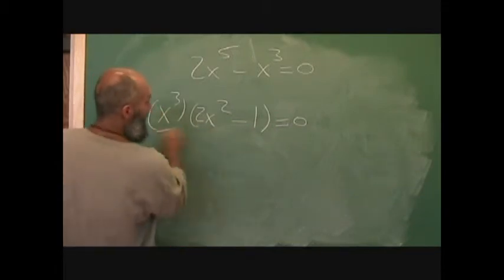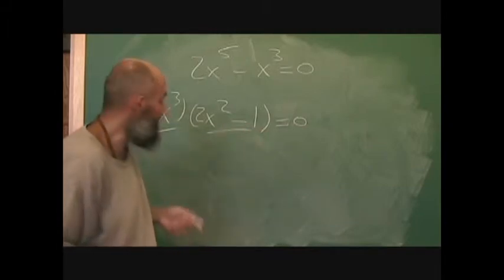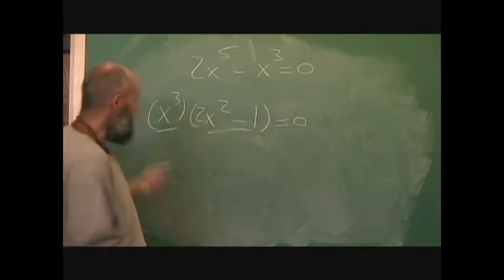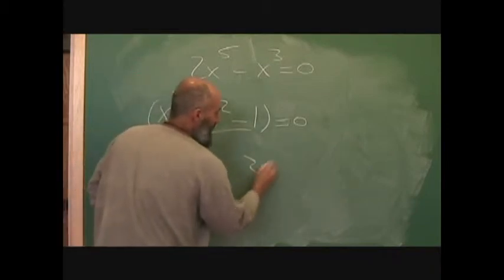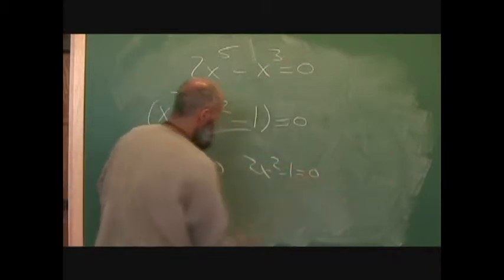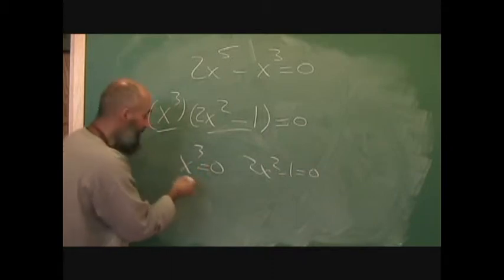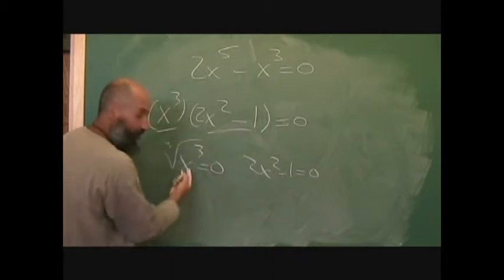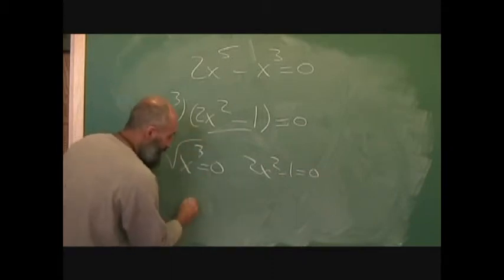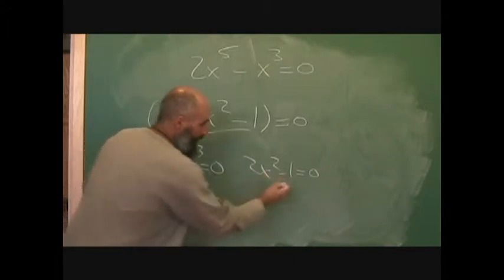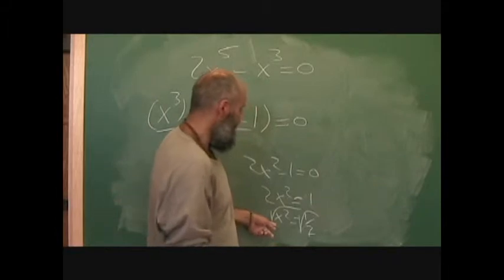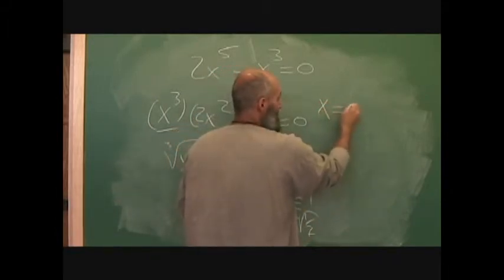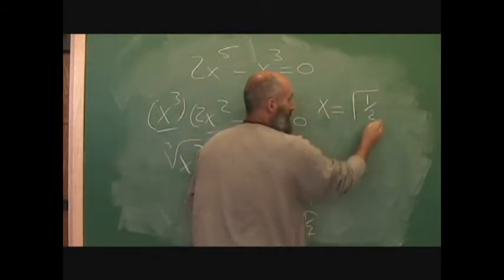And again, right now we have 2 things that multiply together to give you 0. You set each one equal to 0. So x cubed is equal to 0, and 2x squared minus 1 is equal to 0. So you take the cube root of this side to solve for x, the opposite of cube. So x is equal to 0. Over here, 2x squared is equal to 1. So the solution is going to be x is equal to the square root of 1 over 2.